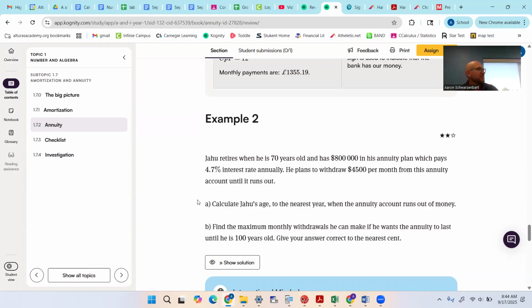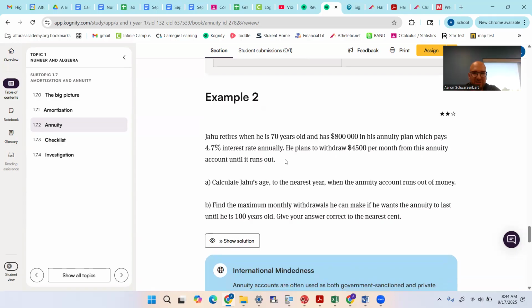Finance, financial solver. Cool. So here we have Jeff who retires when he's 70 years old and has 800,000 in an annuity plan, which pays 4.7% interest annually. That's not too bad. He plans to withdraw 4,500 from this account until it runs out. Calculate Jeff's age to the nearest year when his annuity is going to run out, and then find the maximum he can withdraw so he has enough to reach 100 years. And this one says to the nearest cent.